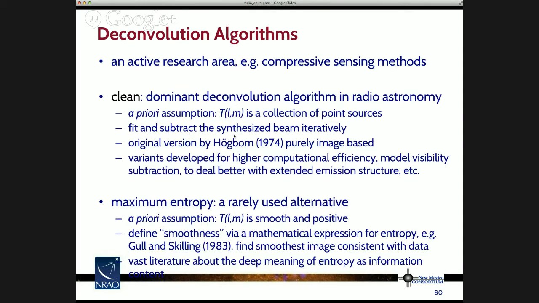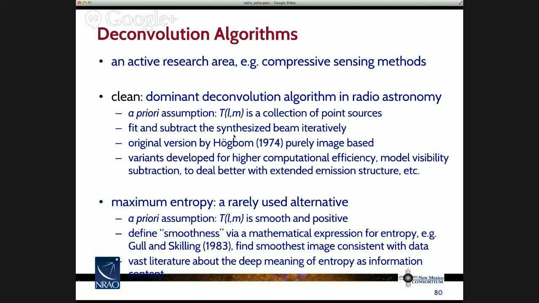There are many methods, many different algorithms. New ones are in the mode of compressive sensing methods. But in radio astronomy, the dominant deconvolution algorithm is something called clean. And the a priori assumption of clean is that the sky brightness distribution can be represented as a collection of point sources. And the idea is that you fit and subtract the point spread function iteratively to the image, to the dirty image, and come up with a clean model.